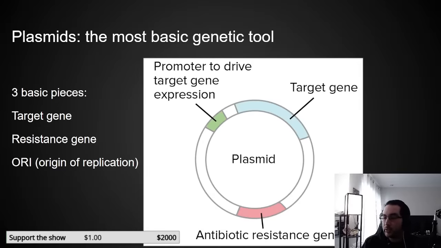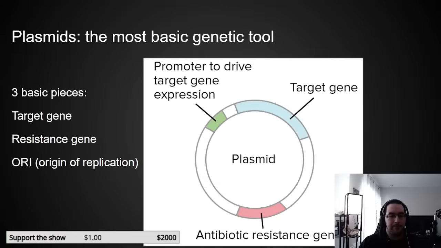The last thing that's really important is an origin of replication. Now, this gets a little weird in, say, mammalian cells or even yeast cells because they handle this differently. But in bacteria specifically, and especially E. coli, every plasmid has what's called an origin of replication. Basically, this is the spot on the DNA where the DNA copying mechanism of the cell grabs on and starts the copying process.